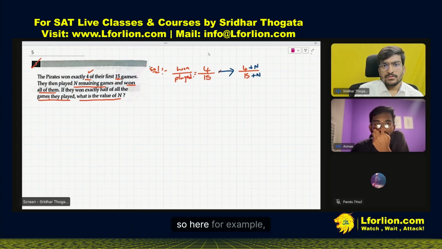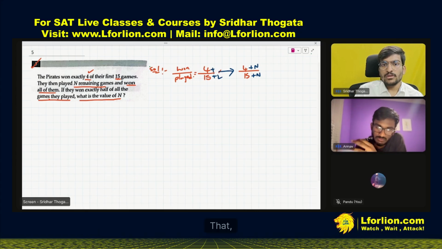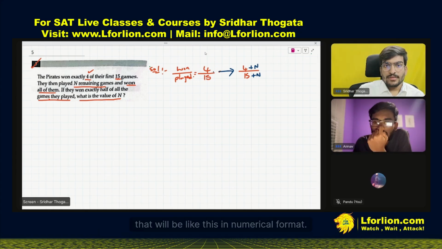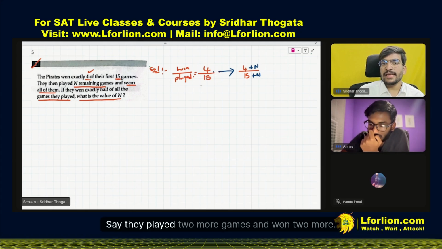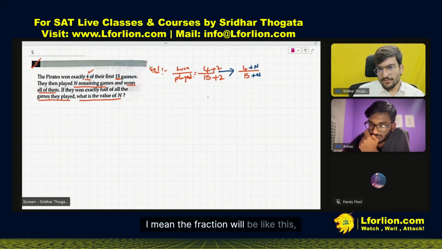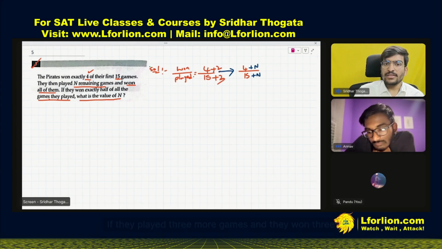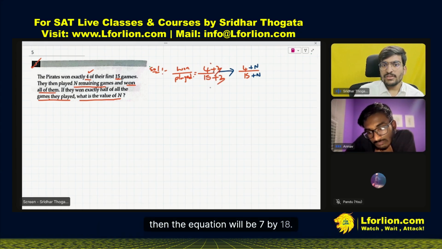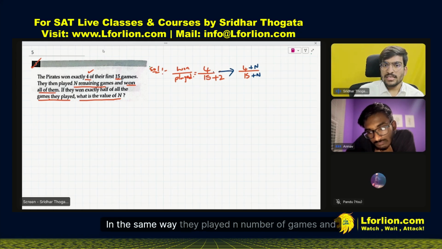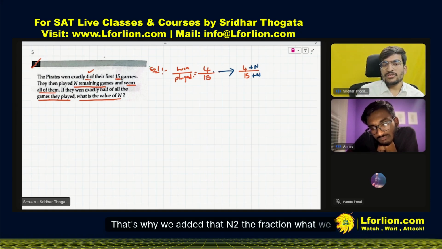Got it? So here, for example, let's say they played 2 more games and they won 2. That will be like this in numerical format. Initially played 15 and out of them 4 won. Let's say they played 2 more games and won 2 more. Then the fraction will be 6 by 17. If they played 3 more games and won all 3, then the fraction will be 7 by 18. Hope you understood. In the same way, they played n games and won all of them. That's why we added that n to the fraction we already have.